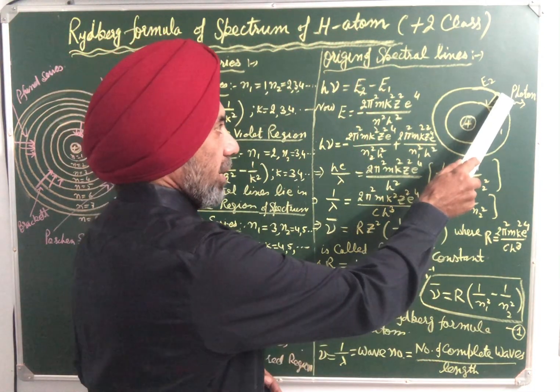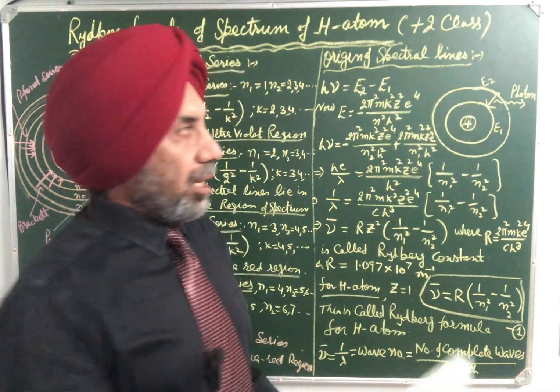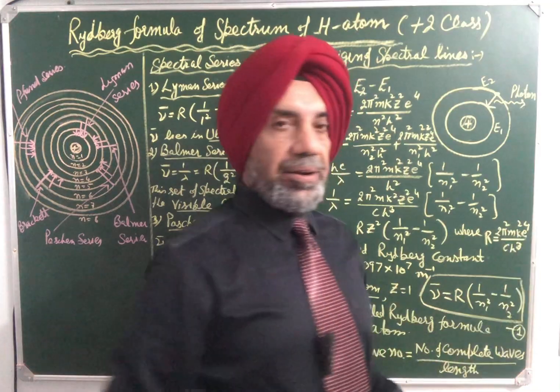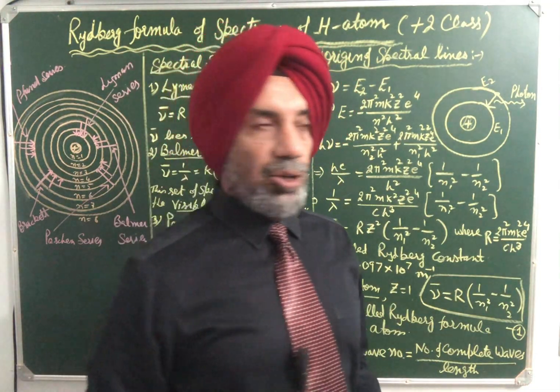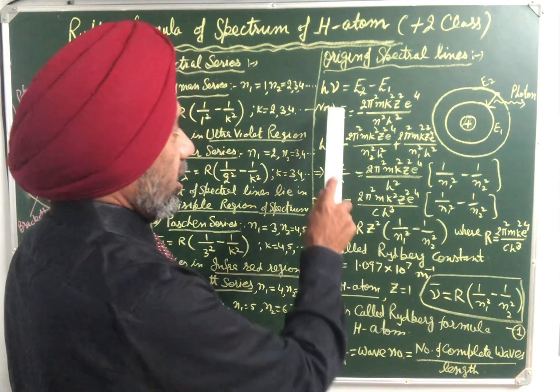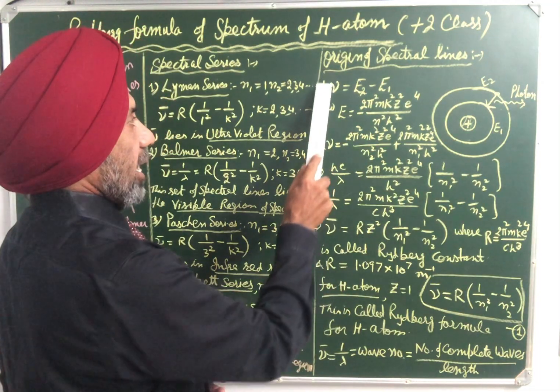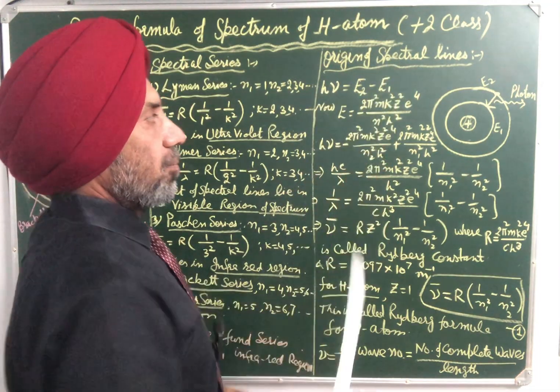And when an electron jumps from any higher energy state to a lower energy state, say from E2 to E1, a photon is emitted. And the frequency of the photon or energy of the photon is given by Bohr's frequency condition, which is given by h nu is equal to E2 minus E1.